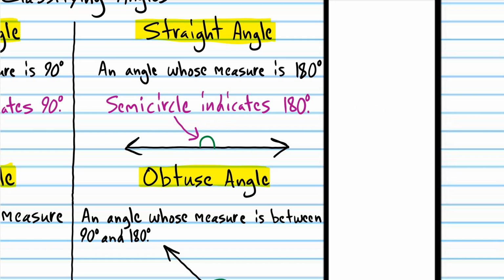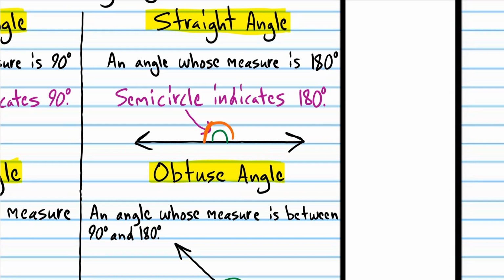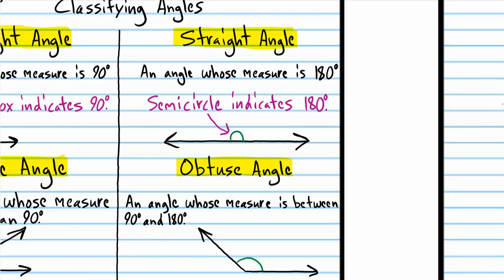This may be easy for a lot of students, but some students get kind of confused about what these arcs are. But this green arc just represents the angle and its measure. So we call that a straight angle because, as you can see, the rays make a straight line. It has a special name. We call it a straight angle.